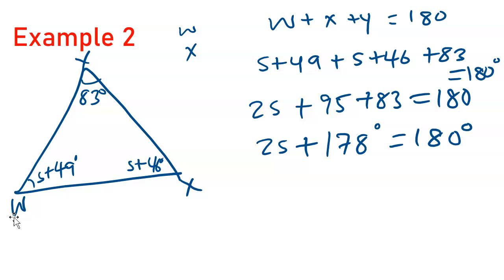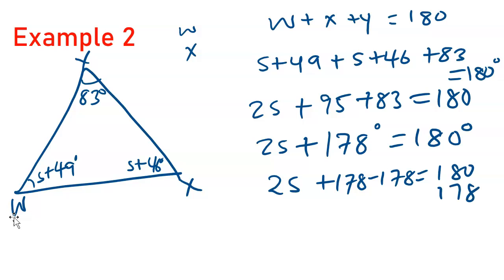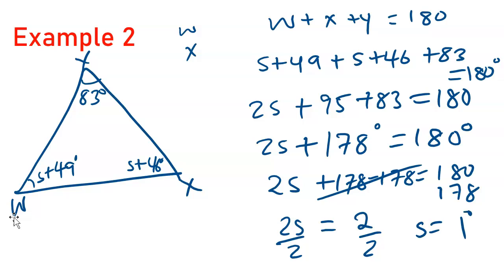In order to find what S is, we have to subtract 178 from both sides of the equation. That will mean 2S plus 178 minus 178 is equal to 180 minus 178. Therefore, on this side of the equation, we have 2S is equal to, these two will cancel, 180 minus 178, which is just 2. So divide both sides by 2 to get the value for S. S is equal to 1 degree.